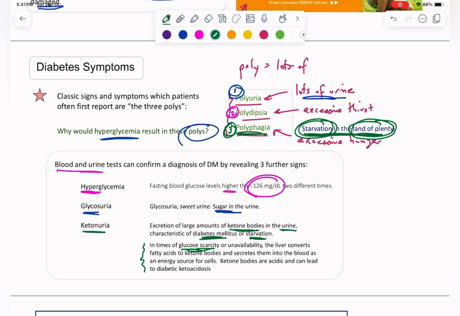So in times of glucose scarcity or unavailability, what the liver is going to do is convert fatty acids to these molecules called ketone bodies. And these ketone bodies are secreted into the blood, and they're intended to be used as an energy source for cells. The problem is that these ketone bodies are acidic, and they can cause the blood to become acidic. And that's referred to as diabetic ketoacidosis. And that can be a serious thing.